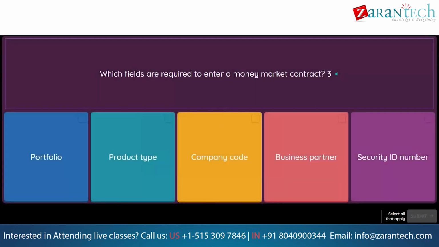Question: which fields are required to enter a money market contract? Option 1, portfolio. Option 2, product type. Option 3, company code. Option 4, business partner. Option 5, security ID number.